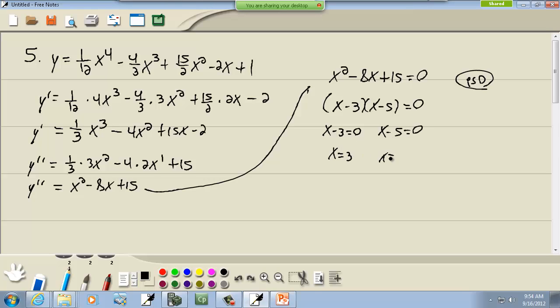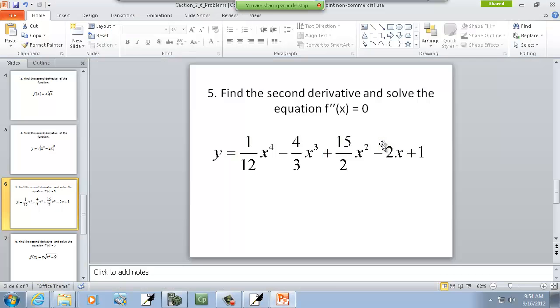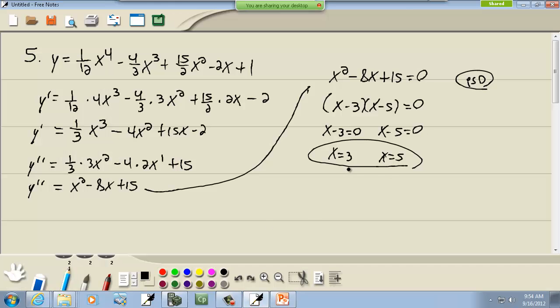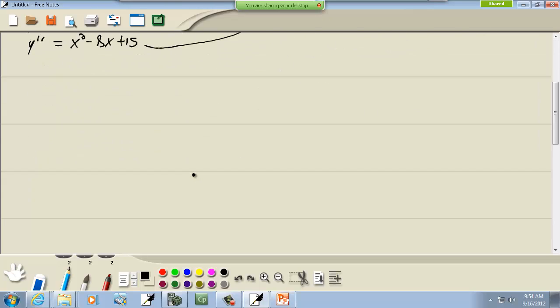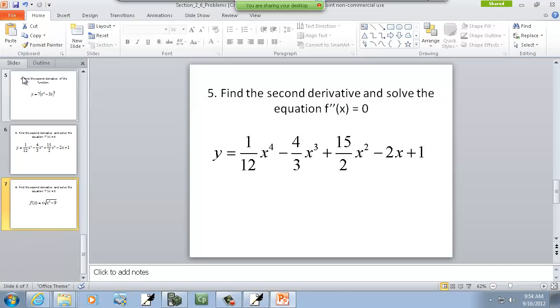And we get x equals 3, and x is equal to 5. And those are our answers to this particular problem. We're going to see that in the chapter, when we get into working with concavity and point of diminishing returns. We have to find a second derivative, set it equal to 0, and solve it to determine our concavity. That's where we're headed with that. They're just not random problems we're asking you to do.